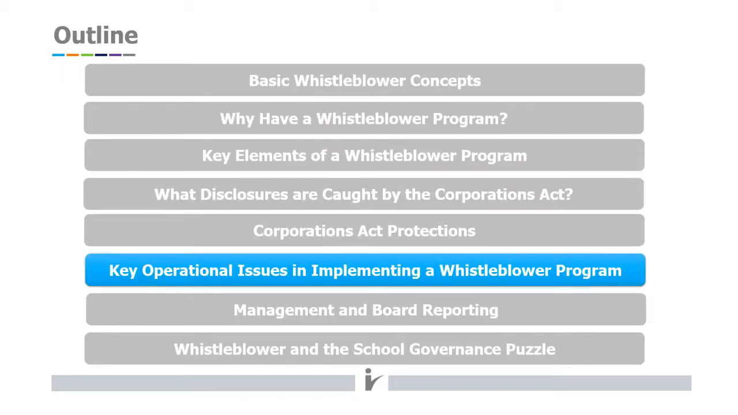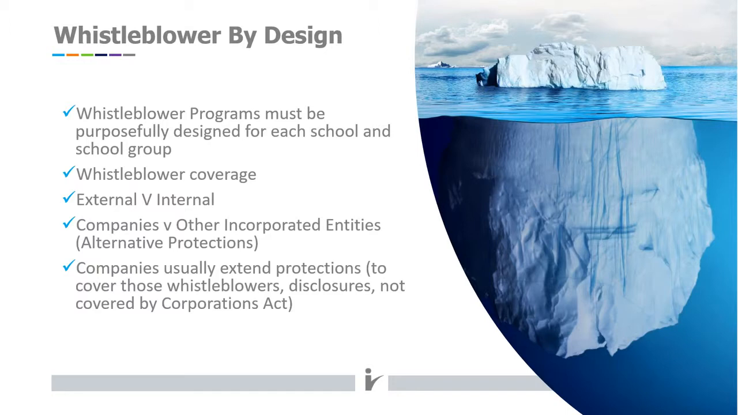So the next one I just wanted to go through is the key operational issues in implementing a whistleblower program, and we'll run through these. The first thing to note is that I've said whistleblower by design because the first principle of the Australian privacy principles actually refers to privacy by design and says you must take a whole of business approach to this. You can't just have a policy and hope for the best. So it's very similar with whistleblower, that every school needs to design the program for their own requirements, okay?